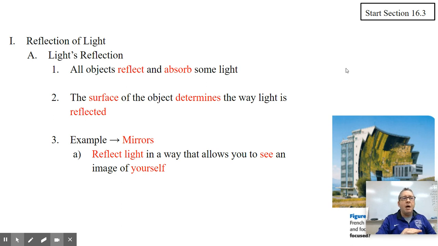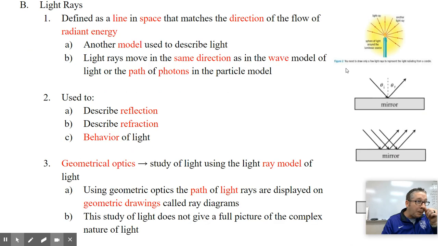Anyway, all objects reflect and absorb some light. Right now, I'm wearing a purple jacket. I'm also wearing blue jeans. I have various components on my desk and in my desk. Okay, all of these objects are going to reflect or absorb some amount of light at some frequencies and wavelengths. Okay, the surface of the object is what is going to determine the way light is reflected. If you think about mirrors, okay, mirrors reflect light in a way that allows you to see an image of yourself or other objects that are in front of the mirror.